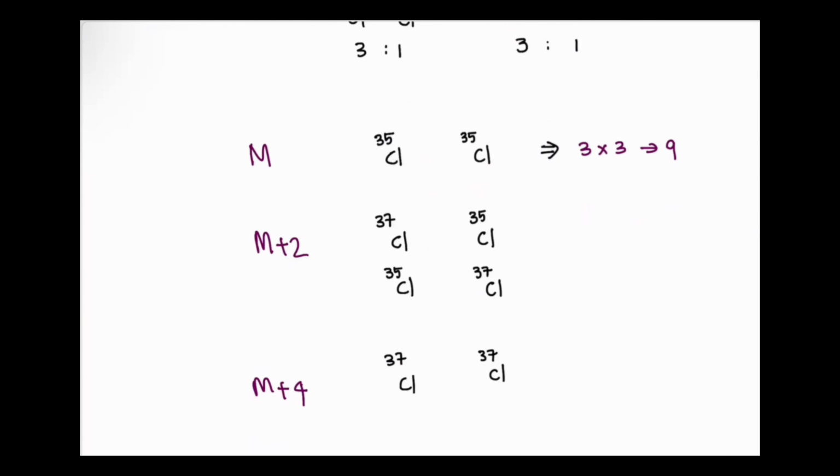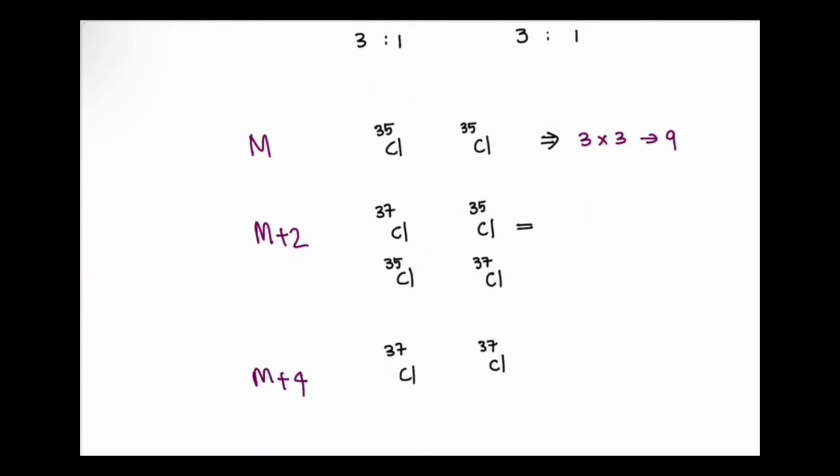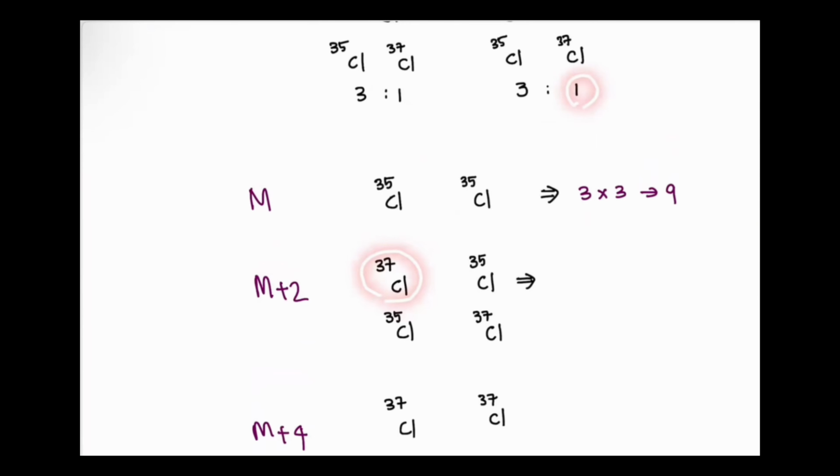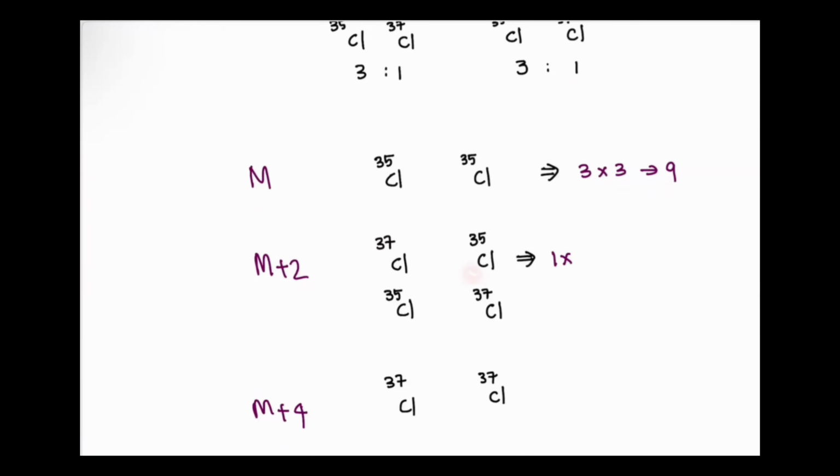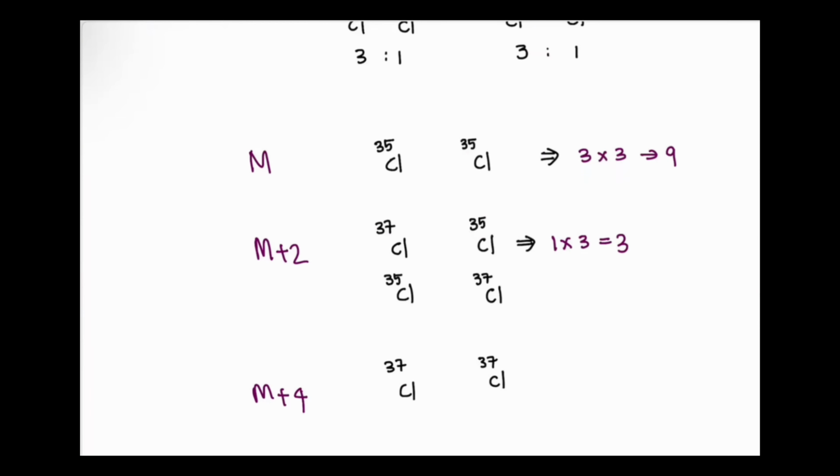Okay. Now for the M plus 2 peak, there are two probabilities. In the first case, the ratio of chlorine 37 is 1. So 1 into, and the ratio of chlorine 35 is 3. So 1 into 3, it will be 3. Now the second case, chlorine 35 into chlorine 37.